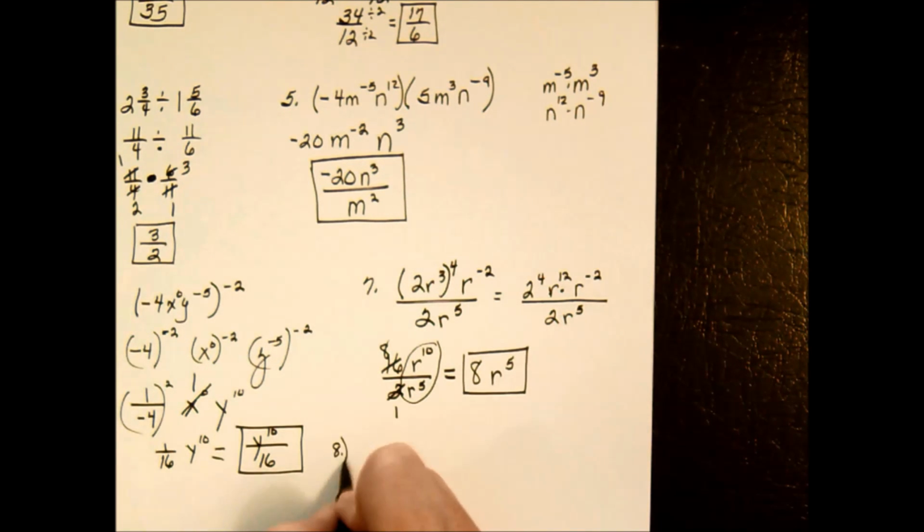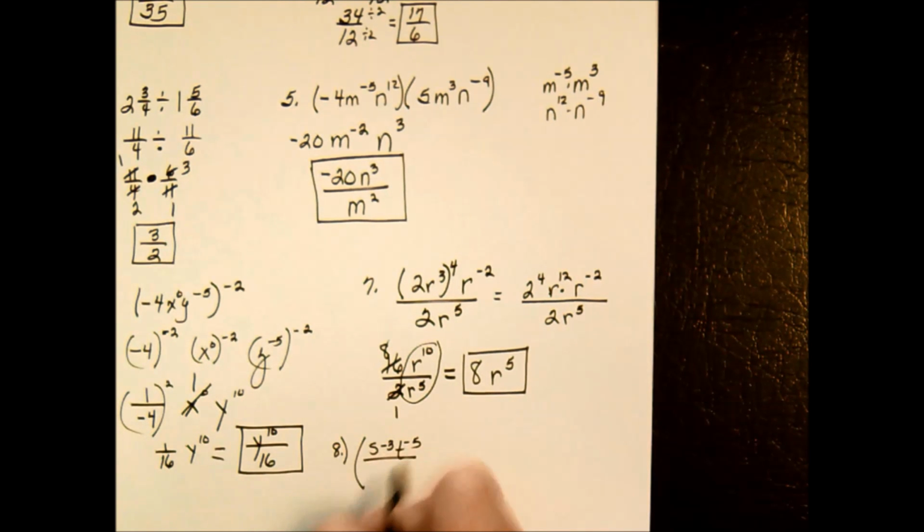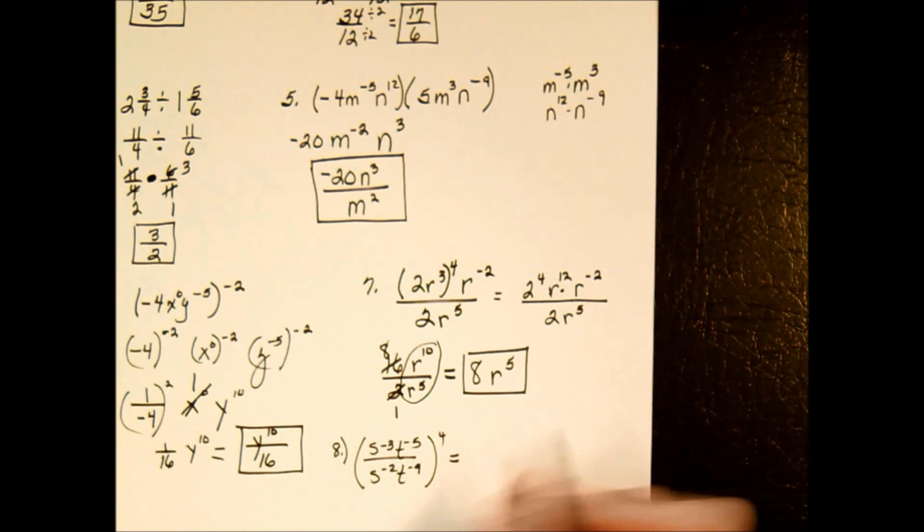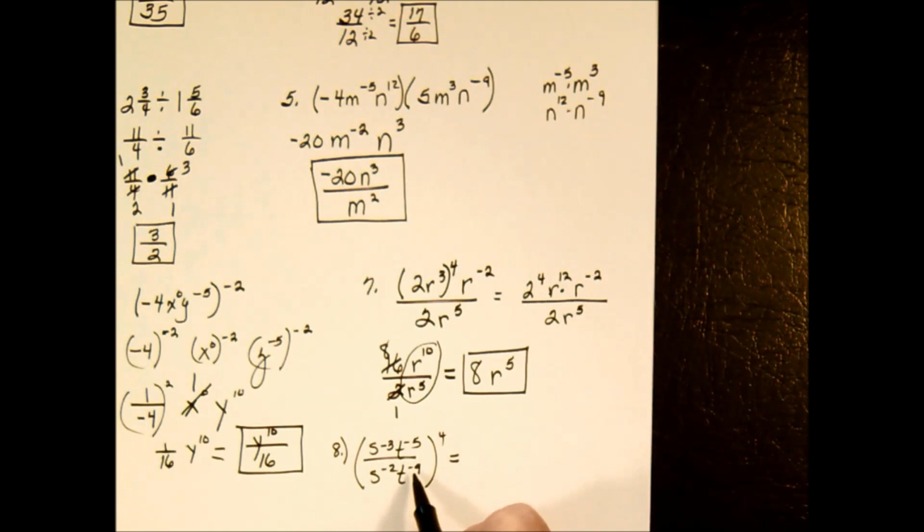I think I can fit number 8 on. I have (s to the -3, t to the -5 over s to the -2, t to the -9th) all to the 4th. I'm going to simplify inside before I apply that 4. So I know that this one's unhappy, this one's unhappy, unhappy, unhappy. So they're all going to move.